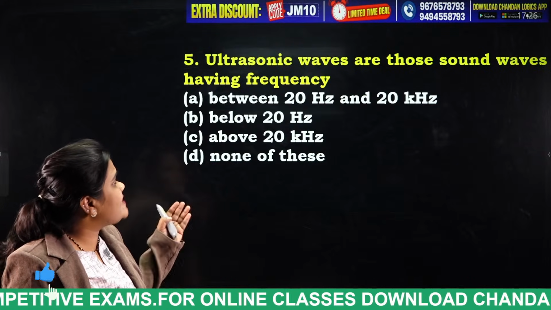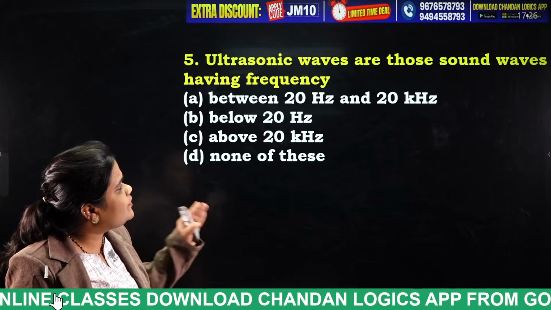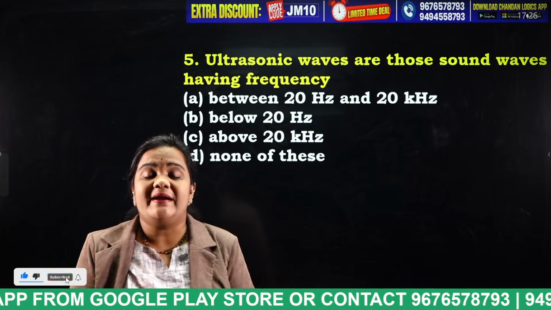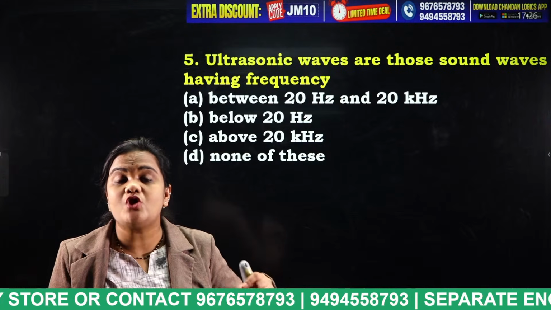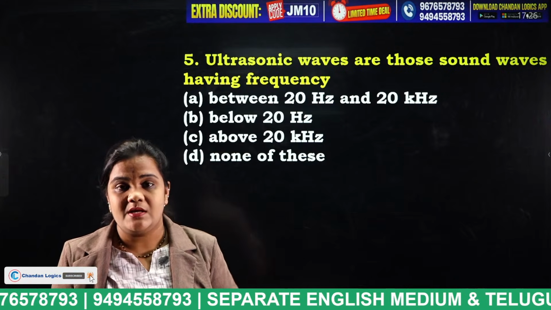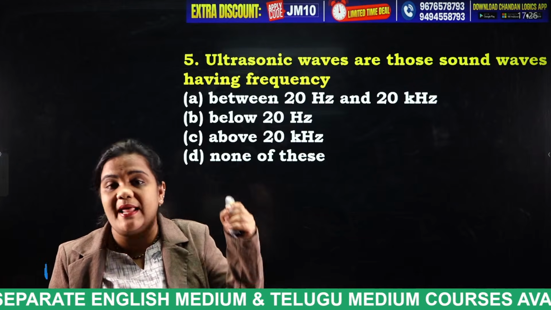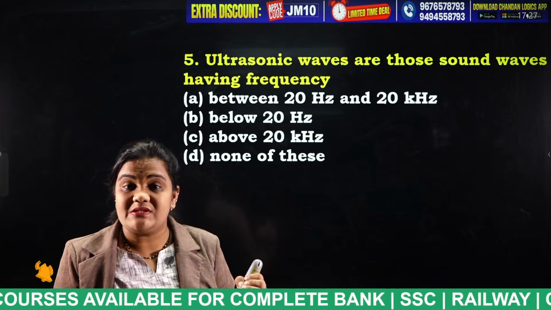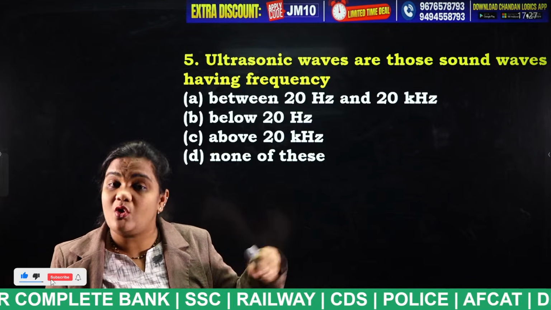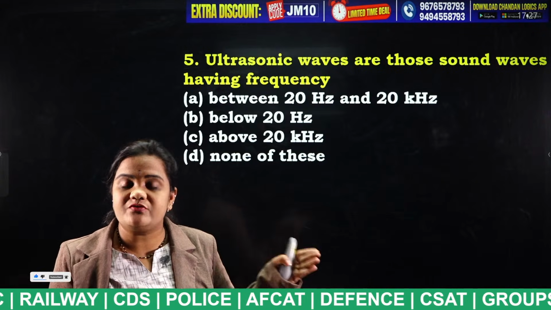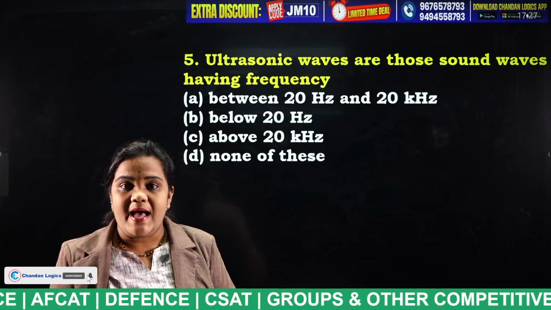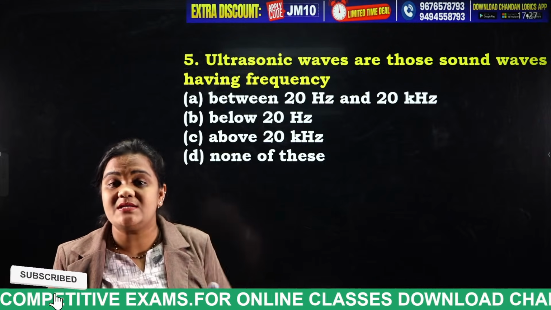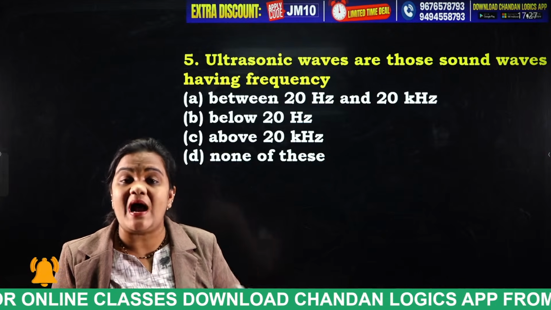Ultrasonic waves are those sound waves having frequency between 20 hertz and 20,000 kilohertz, below 20 hertz, above 20 kilohertz, none of this. Now tell me, students, generally our human ear can hear a range of 20 hertz to 20,000 hertz. Beyond that or below that, our human ear cannot bear that type of sounds. If the sounds are below 20 hertz, for example seismic waves or earthquakes, those frequencies will be less than 20 hertz, and that type of sounds are considered infrasonic or infrasounds. And when the sound is above 20,000 kilohertz, we consider those sounds as ultrasounds or ultrasonic sounds.